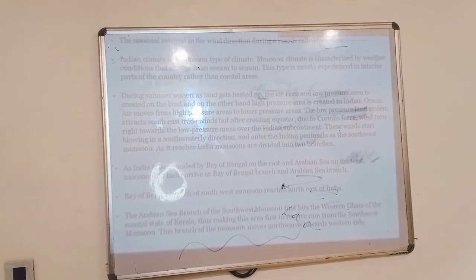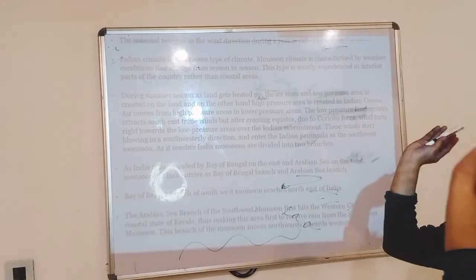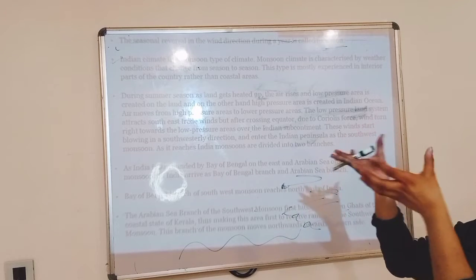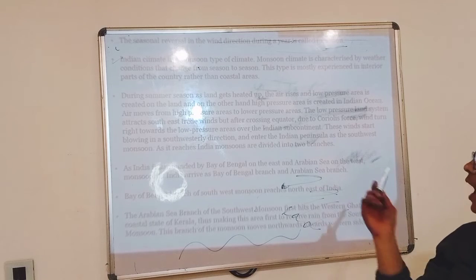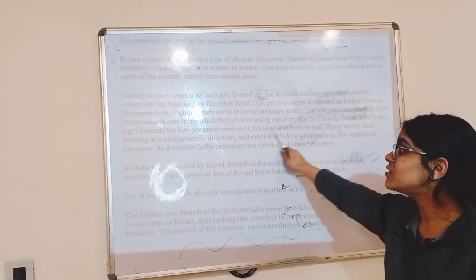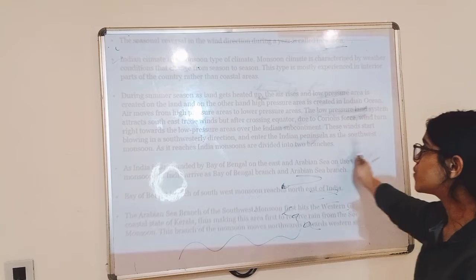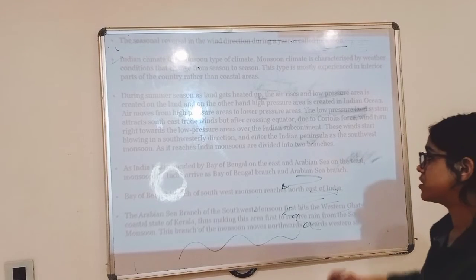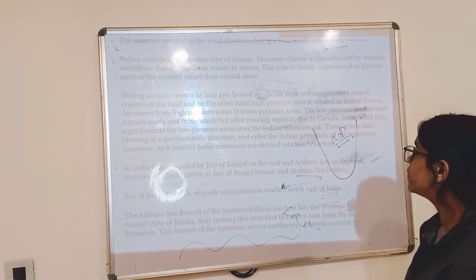During the summer season, as the land gets heated up, the air rises and a low pressure area is created on the land. On the other hand, a high pressure is created on the Indian Ocean. Air moves from high to low pressure. The low pressure pulls the southeast trade winds up across the equator. Due to the Coriolis force, the wind turns toward the right and moves over the Indian Ocean. Right? I told you.